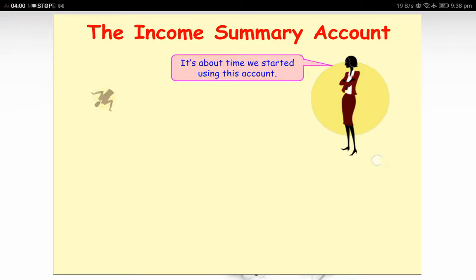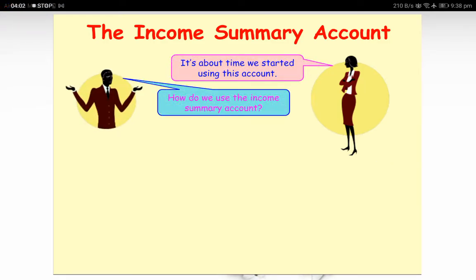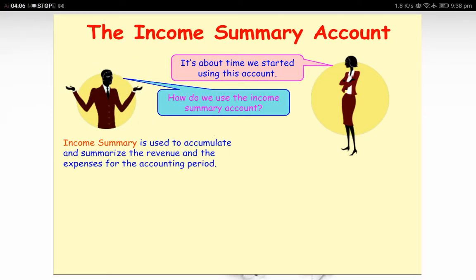It's about time that we start using this account. And how do we use this income summary account? Well, the income summary account is used to accumulate and summarize the revenue and the expenses for the accounting period. So it's essentially an income statement, the profit and loss account we're talking about. So it's nothing new. These post closing journal entries are nothing new. You know everything, but don't get confused with the term. So income summary is a simple version of the income statement for the year.